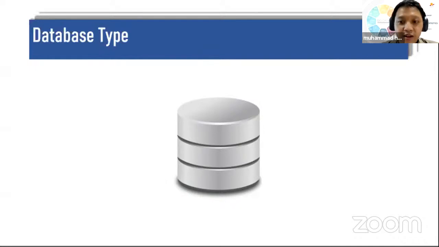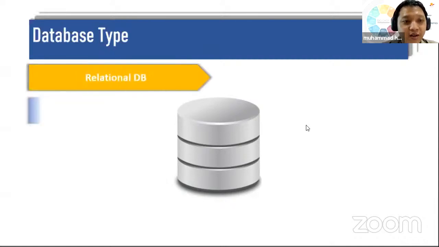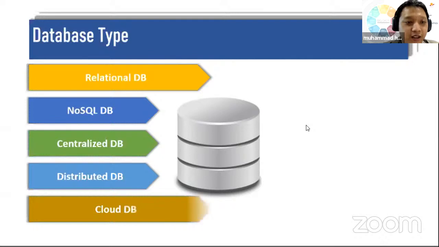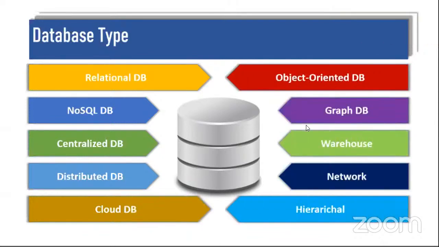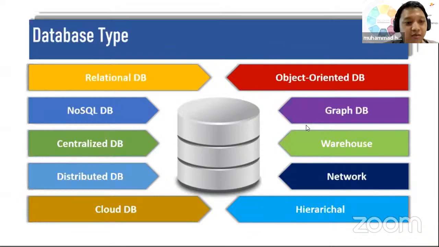There are several database types today, such as relational database, NoSQL database, centralized, distributed, cloud, OODB, graph, warehouse, network, and hierarchical. And then, okay, here we go.